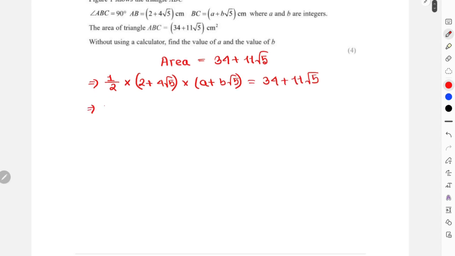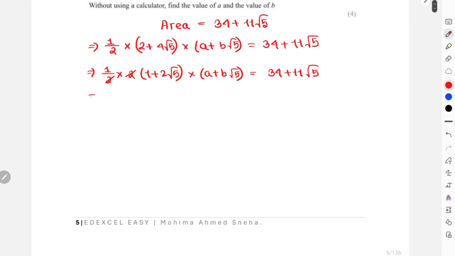Now from this 2 plus 4 root 5, if I take 2 common, this will be 1 plus 2 root 5 multiplied by a plus b root 5, equals 34 plus 11 root 5. Obviously this one gets cancelled out, and now you are left with 1 plus 2 root 5 times a plus b root 5, which will be 1 plus a plus b root 5, and then again 2 root 5 times a plus b root 5 will be plus 2a root 5, and then again 2b. If you multiply root 5 with root 5, you end up with just 5, right? So this one turns out to be 5 with 2 eventually becomes 10b, right?